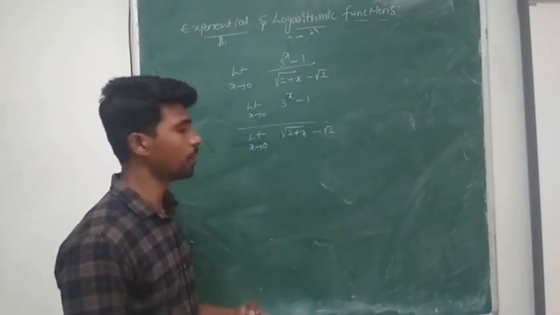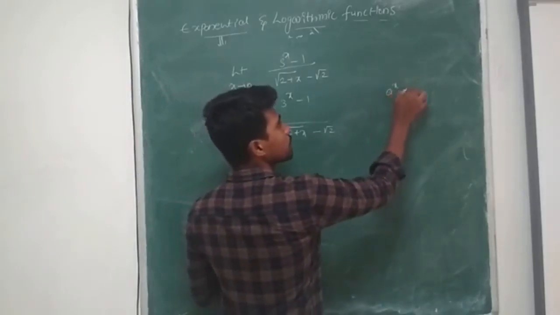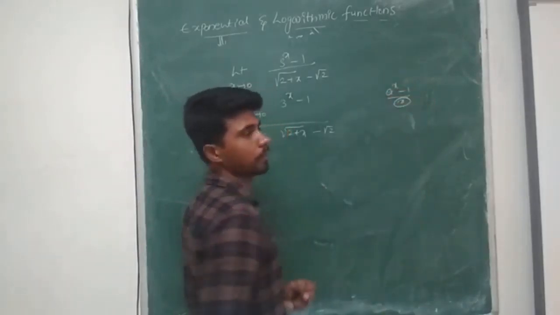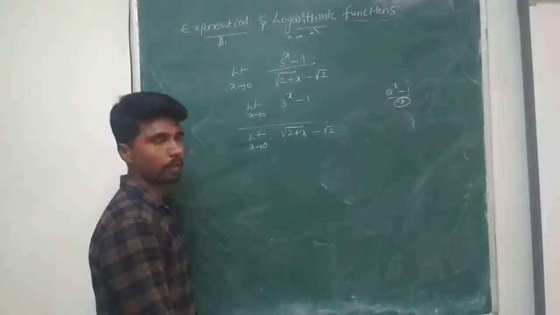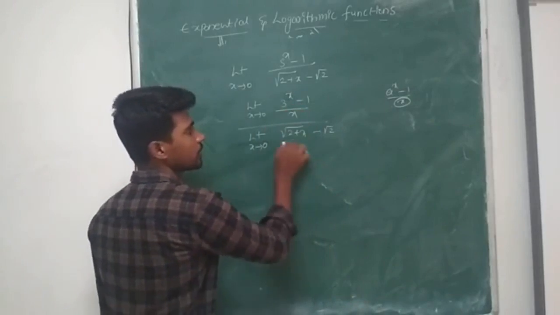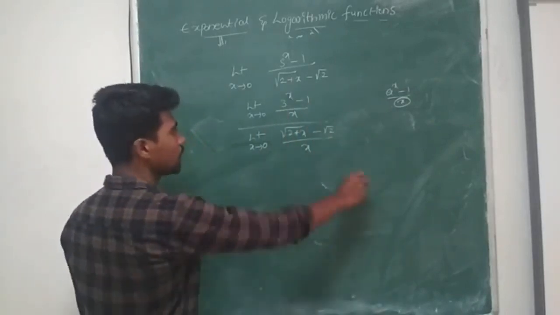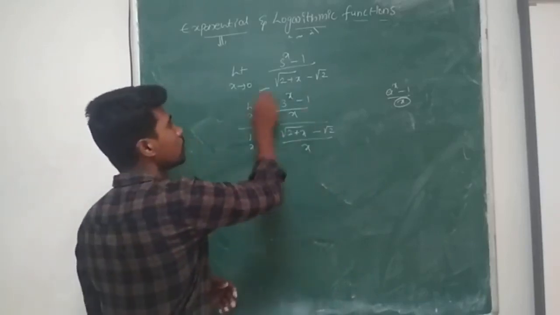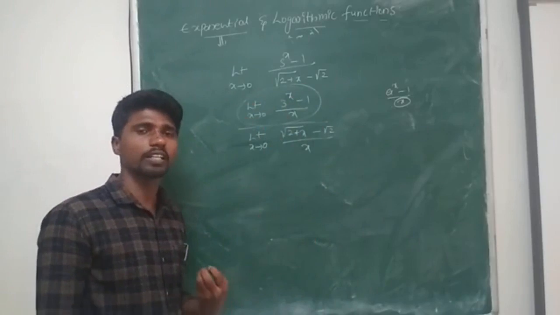So we have learned the formulas. We can apply the formula if I have a power x minus 1 by x, but I couldn't see x here, so I want the denominator x. For that purpose, I am dividing both numerator and denominator by x. The numerator conversion got over. Now, how do I convert the denominator?